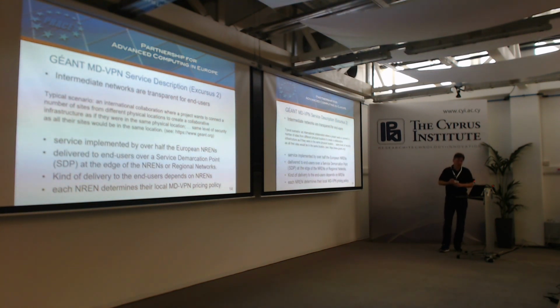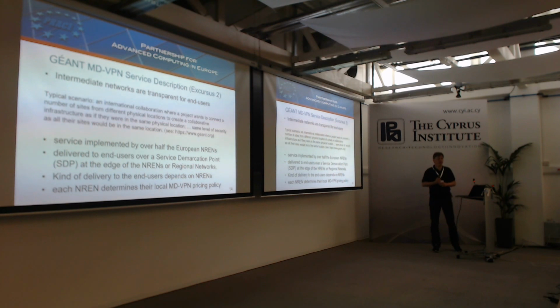Service implemented by over 100 European NRENs, so in principle, you can have it everywhere. Delivered to end users over a service demarcation point at the edge of the NREN or regional network with the NREN router where the traffic is separated. The kind of delivery to the end users depends on the NREN. There are different ways to set this up, and the NREN decides what is the technical realization at their side. And each NREN determines their local MD-VPN pricing policy. That may be a problem.